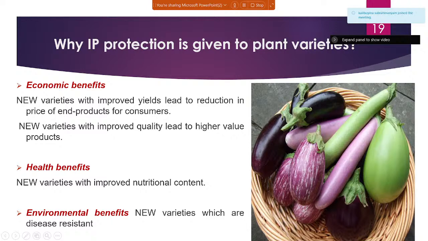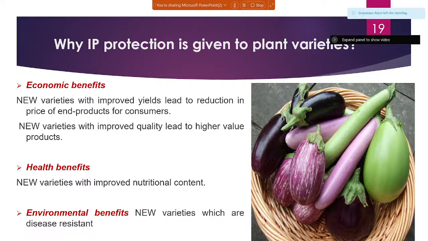You can see on your right, these are a few brinjal examples, but you see the colors are different. So like 1, 2, 3, 4 types of brinjals are there. So these are new varieties. Okay. Why is IP protection given to plant varieties?